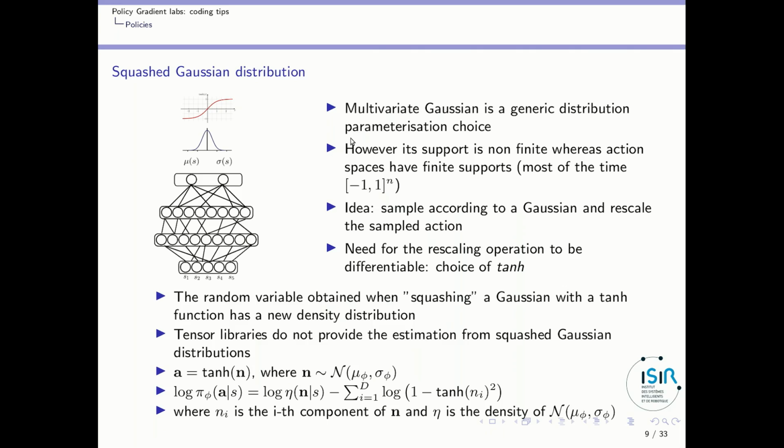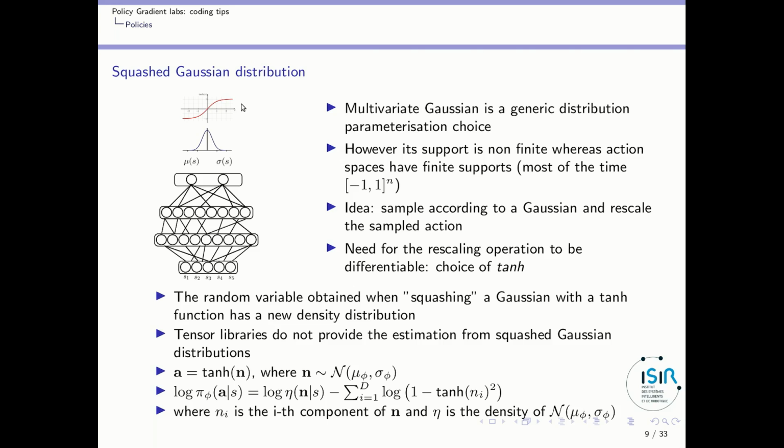And finally, you have the squashed Gaussian distribution. This slide is taken from my soft actor critic video that you can find also on my YouTube channel. And that's very similar to the normal distribution policy. The difference being that on top of this normal policy, we add a hyperbolic tangent function so as to squash the output between here -1 and 1.